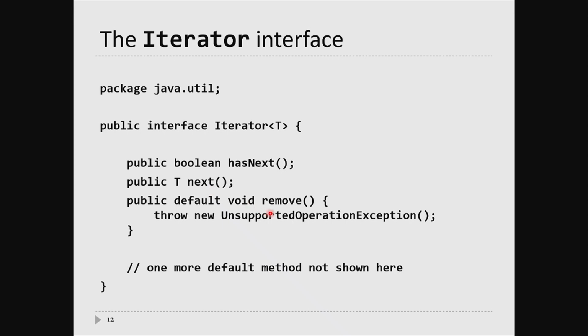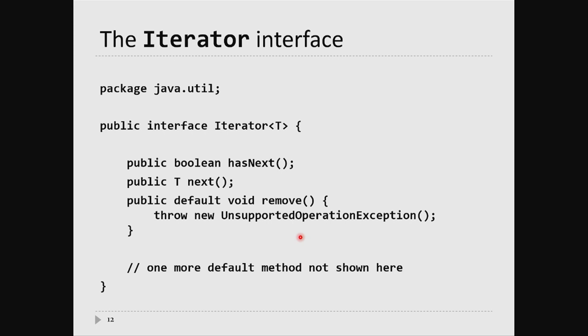For a list, we also want to implement the remove method that belongs in the iterator class. Remove, in the iterator interface, is a default method. By default, it throws an unsupported operation exception. So if you don't override remove, you can't use the iterator to try to remove an element. It immediately throws an exception.